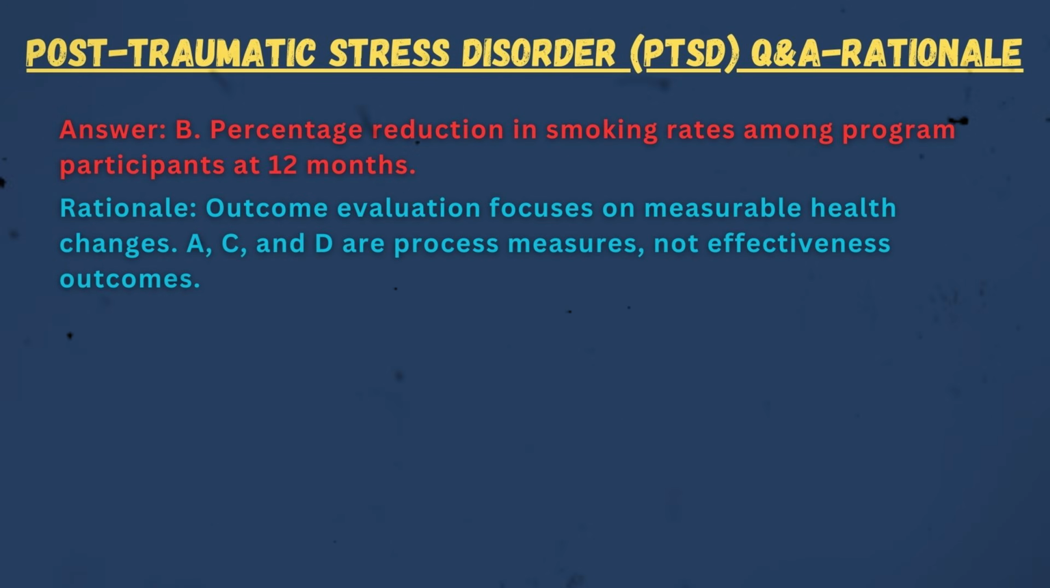Answer: B. Percentage reduction in smoking rates among program participants at 12 months. Rationale: outcome evaluation focuses on measurable health changes. A, C, and D are process measures, not effectiveness outcomes.